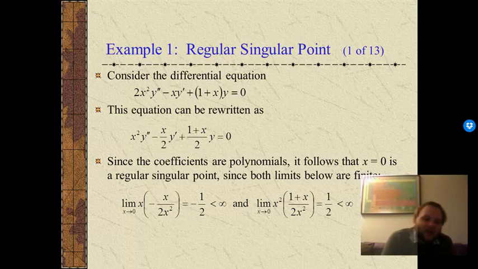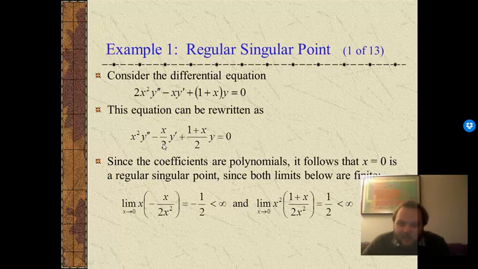Limit as x goes to 0 of x times r. Set up our big Q of x over P of x. So that becomes the limit as x goes to 0 of x times negative x over 2x squared. The x is all canceled out. I'm just left with a negative 1/2. Notice that should sound very familiar from what we see here from my alpha value.